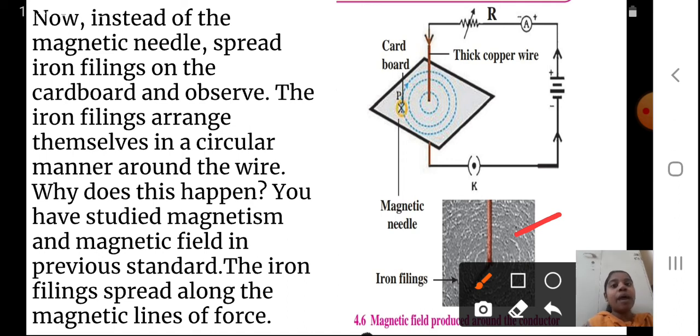Now, why does this happen, students? You have studied magnetism and magnetic field in the previous standard. We have seen that the iron filings spread along the magnetic lines of force. What do we call these lines as?